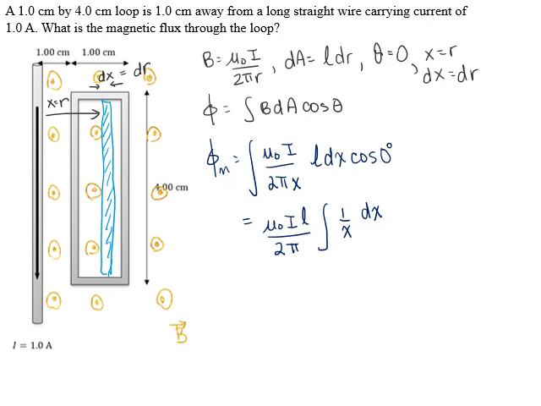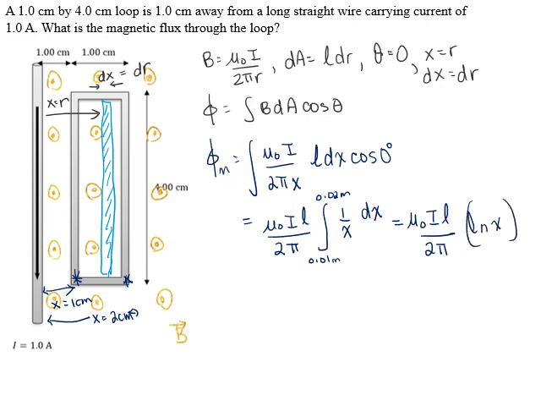Okay, I need the limits of my integral. Well, the limits are going to be the x limits of my loop. So my loop starts on the left with a distance of x equals 1 centimeter, and my loop finishes on the right with a distance of x equals 2 centimeters. So the limits of my integral are from 1 centimeter to 2 centimeters. I'll put that in terms of meters. Okay, the integral of 1 over x dx, that's the natural log of x. So I can fill that in. That's evaluated at the limits.